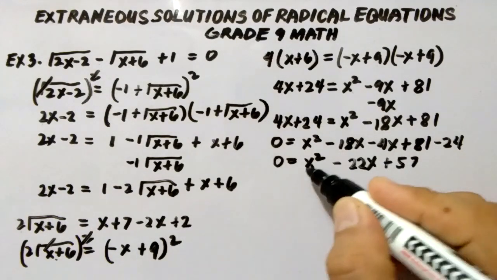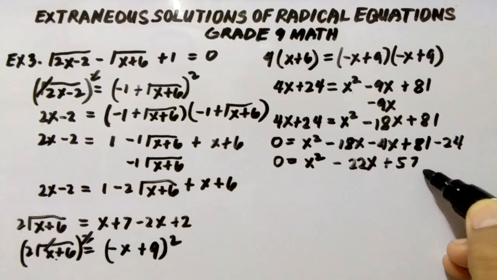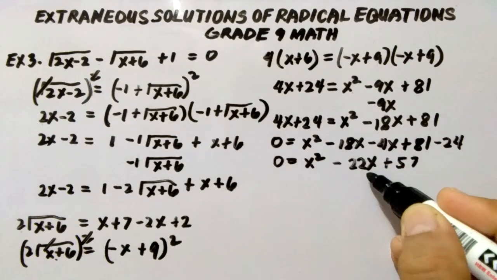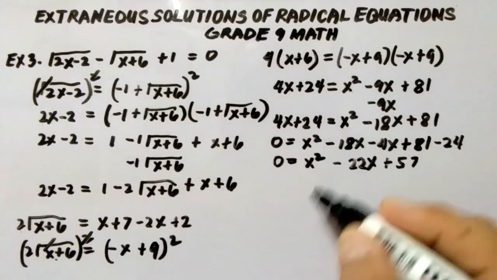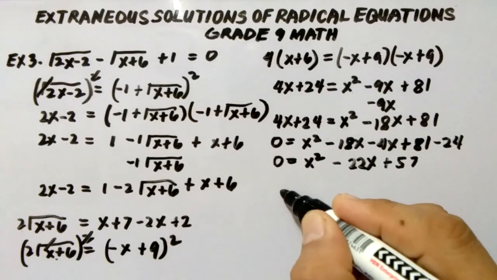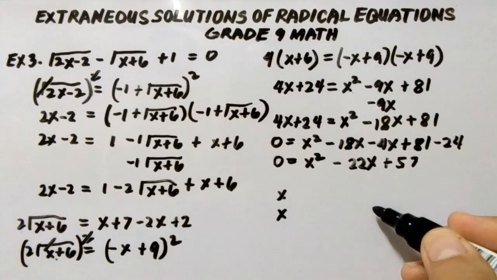Okay. So, kunin po natin ang factors nito at factors po nito. So, ito po ang ating hahanapin, yung nasa middle term na negative 22x. Okay, kunin po natin ang factors nito. X squared, that is x times x. Then, ang factors po ng 57.